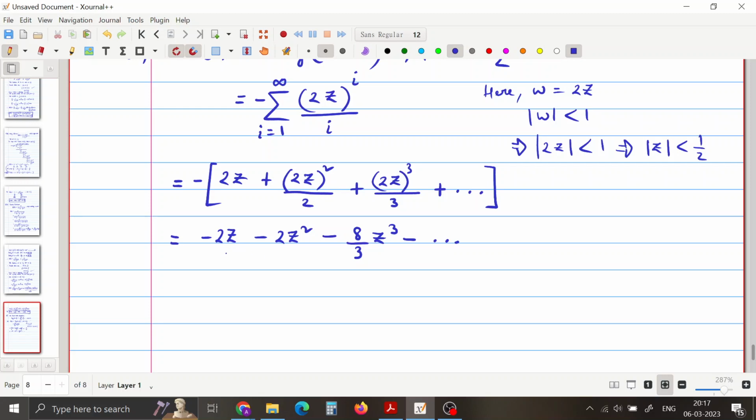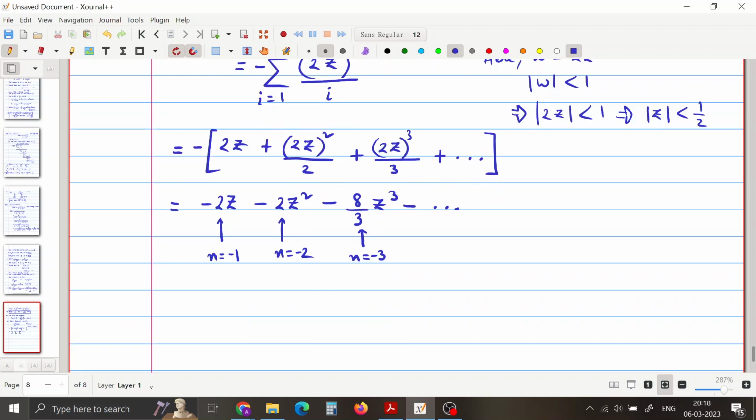So the first term here corresponds to the index n equals to minus 1, right? Because the power of z is 1, so it corresponds to n equals to minus 1. Similarly, this here corresponds to n equals to minus 2 and n equals to minus 3 and so on. So in the time domain sequence, the values corresponding to the non-negative indices, that is n equals to 0 and onwards, they are all 0 basically.